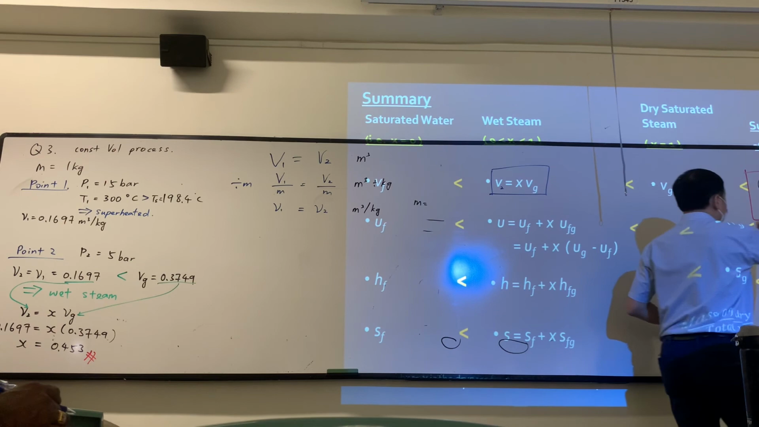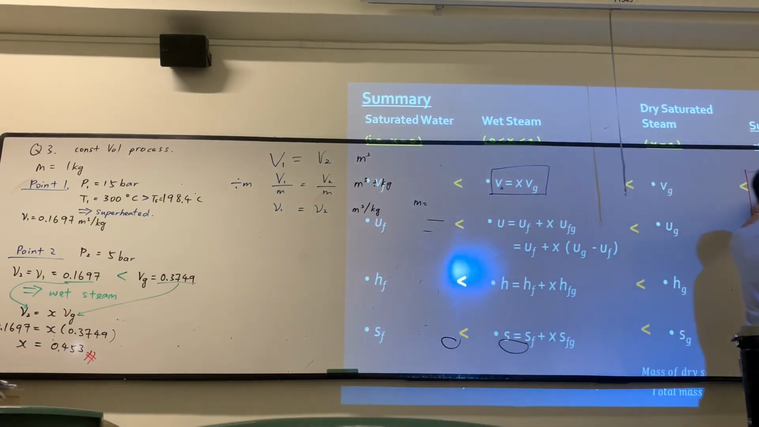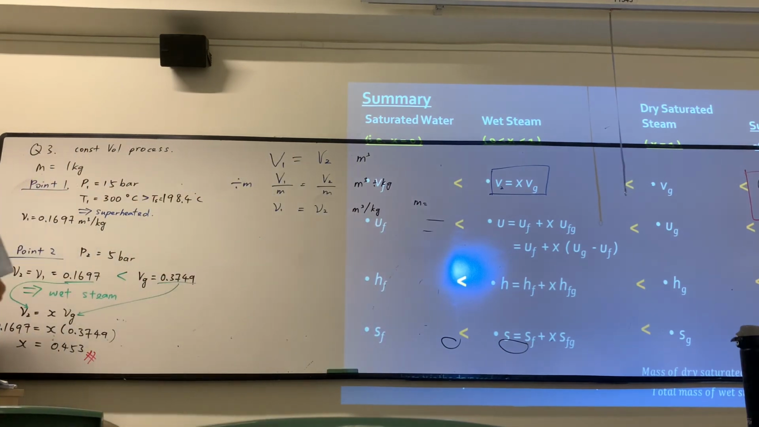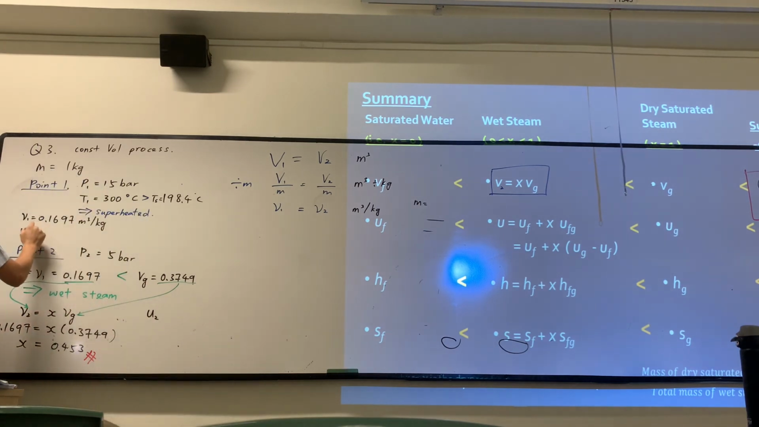Heat transfer, this is Q. Q equals M times small q, which is U2 minus U1. So you need to find U2 and U1. U1 is the initial state, then U2 is the final state. Let's find U1 first. U1 at 15 bar, 300 degrees C.